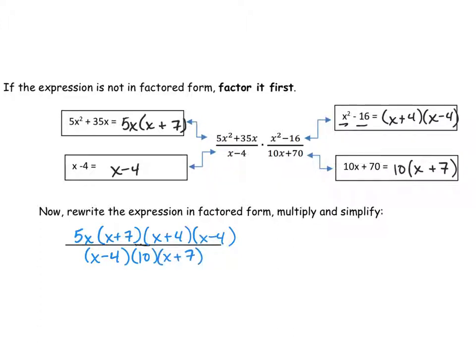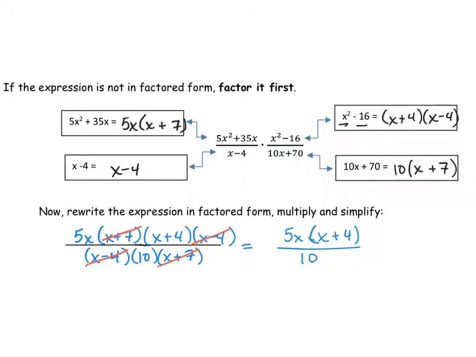So first I want to take out the common factors. So I've got x plus 7 over x plus 7. Got x minus 4 over x minus 4. So let's write out what we have here and see what we want to do with it. So I've got 5x and then x plus 4 on the top. And then I have 10 on the bottom. That's all I've got left on the bottom.